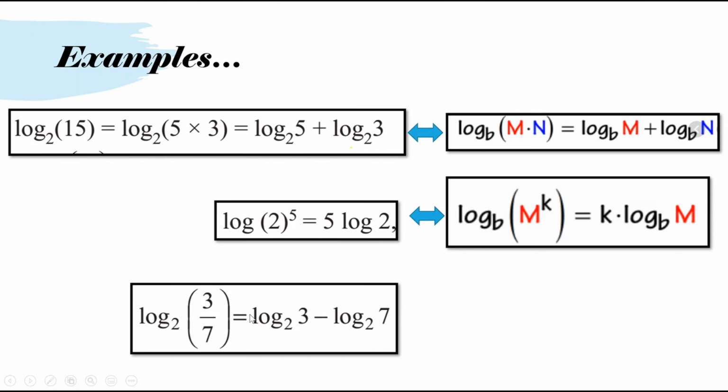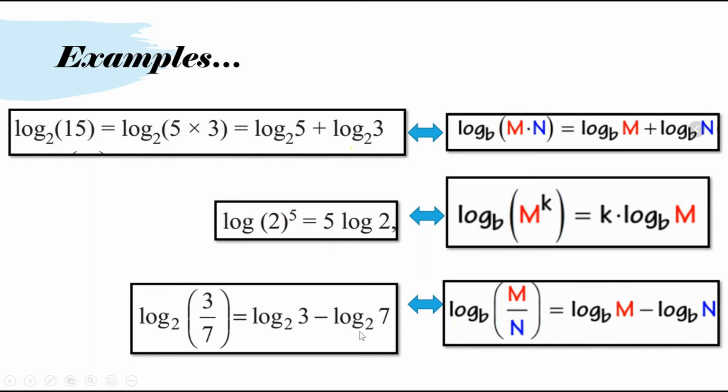Now the third law is the quotient law, right? Here the argument can be written as 3 by 7. So here with base 2, we can write it as the numerator's log, log of 3 with base 2, minus log of 7 with base 2 in this case. So this is just an example of the quotient law.